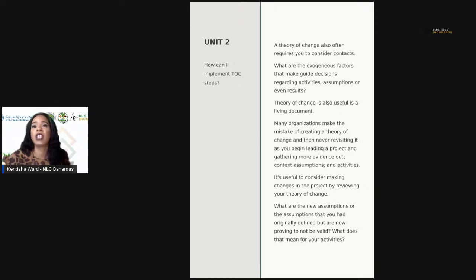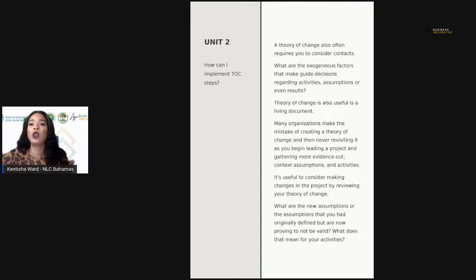The theory of change is also useful as a living document. Many organizations make the mistake of creating a theory of change and then never revisiting it. And as a person who works as a business planning consultant, I see many businesses that do that as well. They create a business plan, but they never go back to it, and their business fails to grow as well. So you want to go and look at the theory of change and continue to work on it because it is a living document.